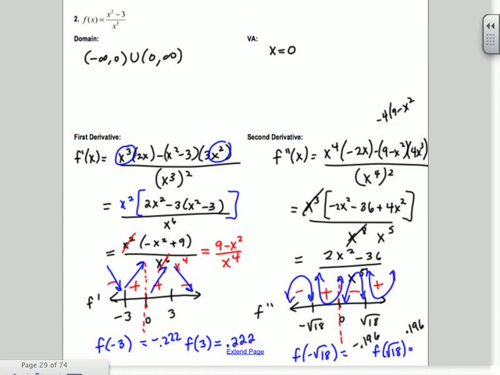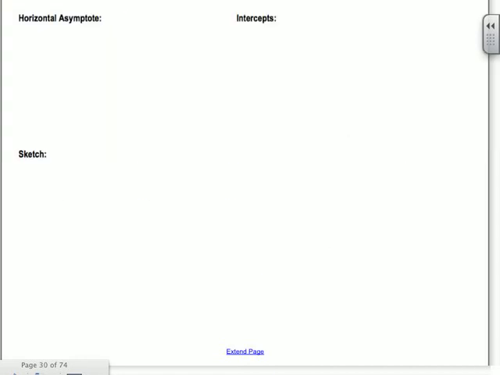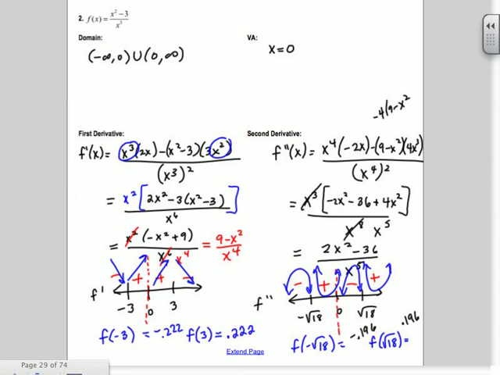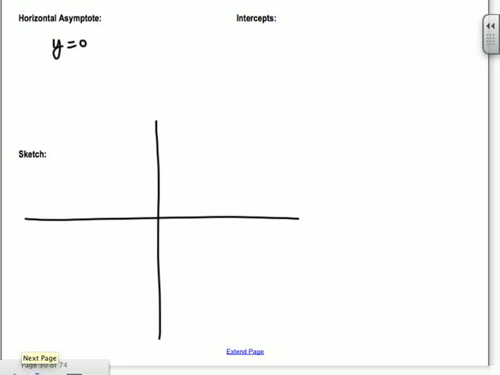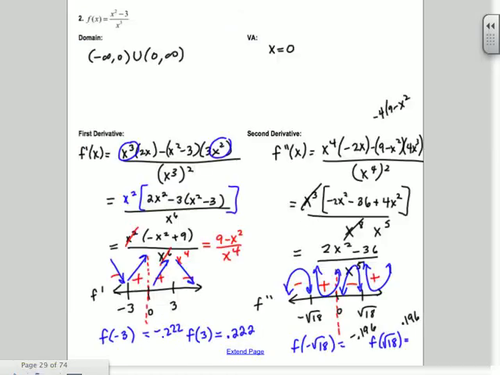Okay, so we sketch it. Oh, horizontal asymptote. Is there a horizontal asymptote? 0. We'll skip intercepts for now. Because you have the shortcut method. So look for your largest degree, which is x cubed. So on the top you have 0x cubed. On the bottom you have 1x cubed. So 0 over 1 is 0.